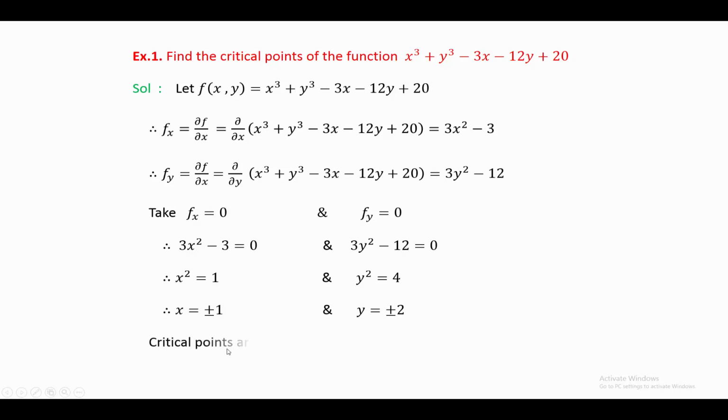So the critical points are: first point (1, 2), second point (minus 1, 2), next point (1, minus 2), and last point (minus 1, minus 2). There are 4 critical points.